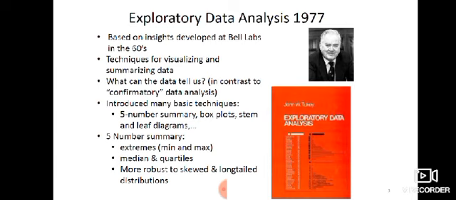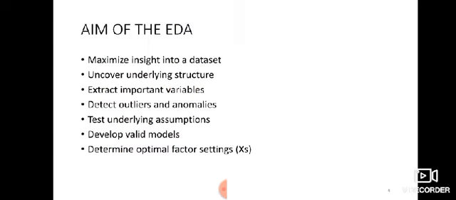Based on this exploratory data analysis, there are many techniques such as the 5-number summary, box plots, and stem-and-leaf diagrams. So what is the 5-number summary? It gives us the extremes, that is the minimum and the maximum. It gives us the median and the quartiles. It is most robust to long-tail distributions.